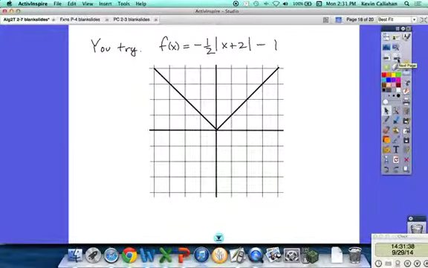Okay. Let's see. So try these. Tell me what's going on here. How many things are going on in this one equation? Compression is the half. What's the minus? Flip. The plus 2 is left. The minus 1 is down. So try to take all that into account and sketch yourself a V.